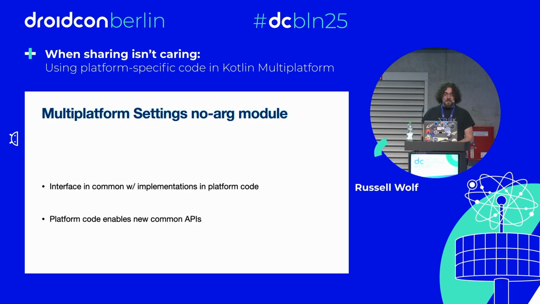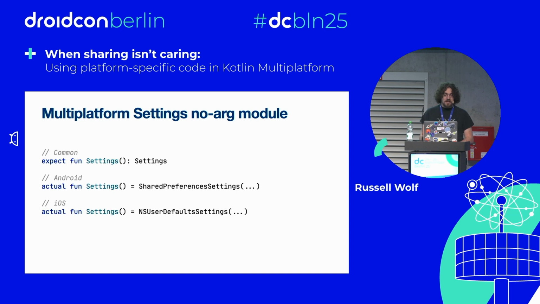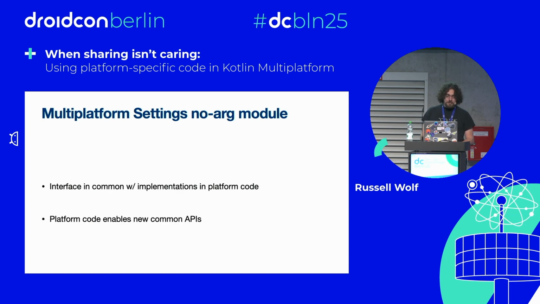The other thing that this example highlights is that your platform code enables you to do more things from your common code. That no-arg module has no common logic. It just has this one expect function. But once it's there, now your common code has access to this new functionality. Now I can construct this object from common instead of from platform code. The more APIs you have like that, the more things you can do from common code.